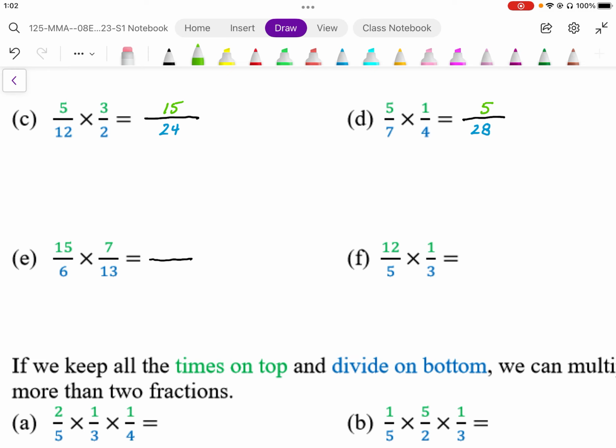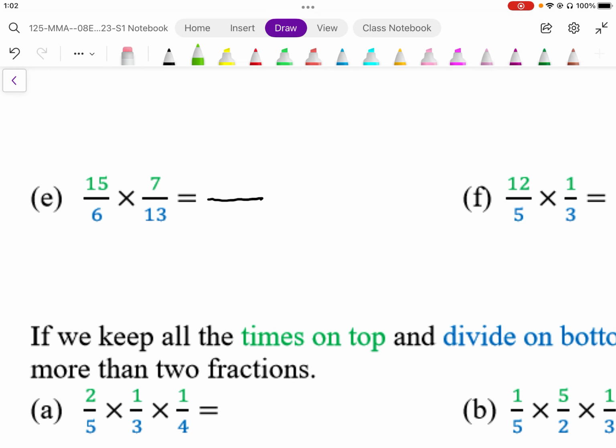So for this one, for E, we end up with 15 times 7. Okay, we might need a calculator for that. So 15 times 7, I'm going to do it by mental math. So 10 times 7 is 70. 5 times 7 is 35. So 35 plus 70 is 105. In the denominator, I'm going to do 6 times 10 is 60. 6 times 3 is 18. So 18 plus 60 is 78.